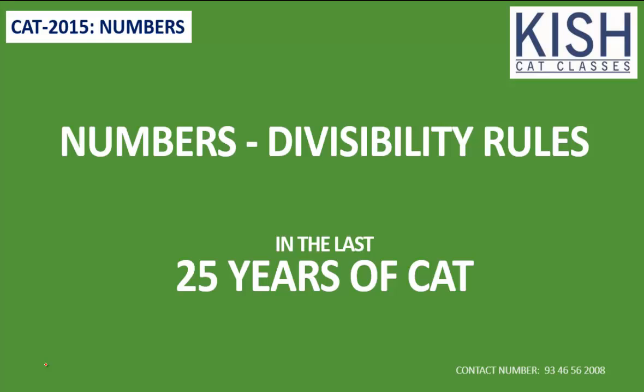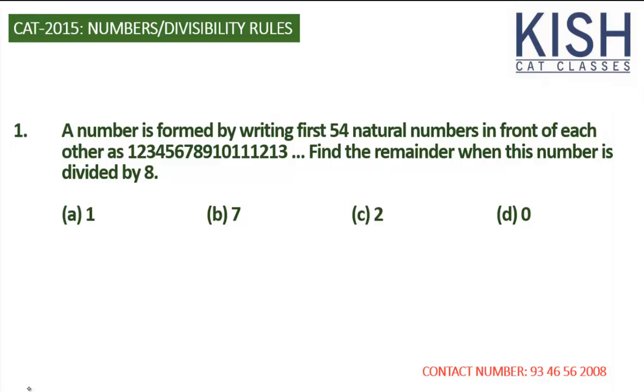Let's solve question number 1. A number is formed by writing the first 54 natural numbers in front of each other as 1, 2, 3, 4, 5, 6, 7, 8, 9, 10, 11, 12, 13. Find the remainder when this number is divided by 8.